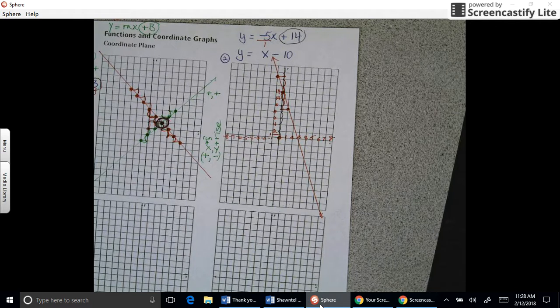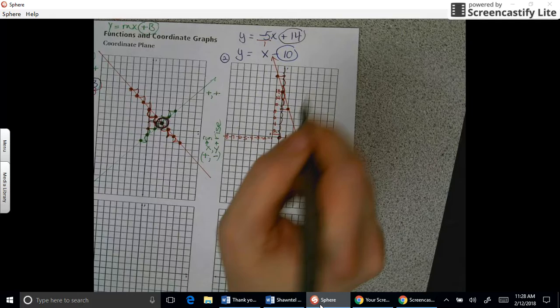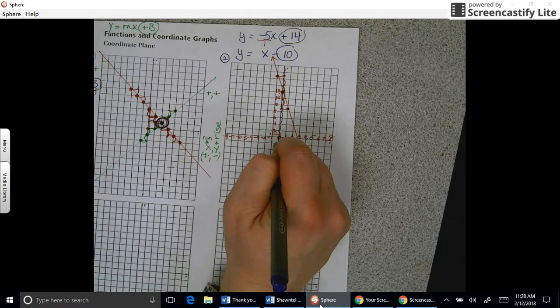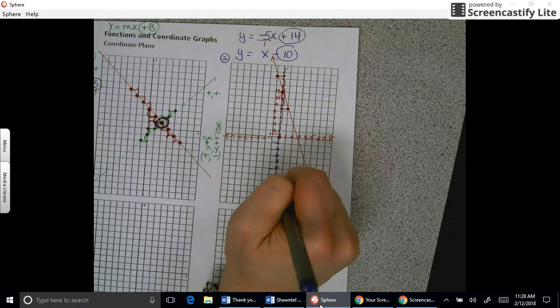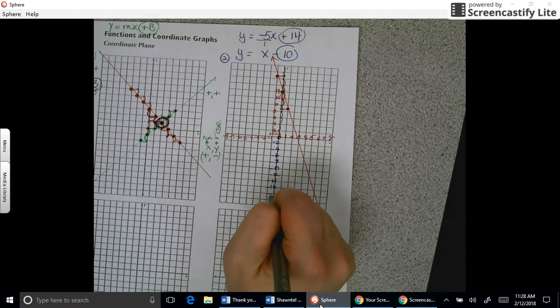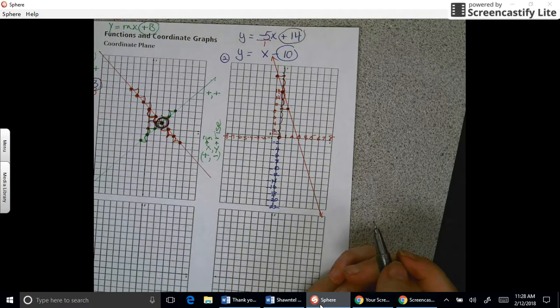And that second equation is y equals x minus 10. What's my b? -10. Remember, all of these are now 2 on my y-axis. So this becomes -2. This is -4, -6, -8, -10, -12, -14, -16, -18, -20, -22. Perfect. I can go all the way to 1 and it fits.